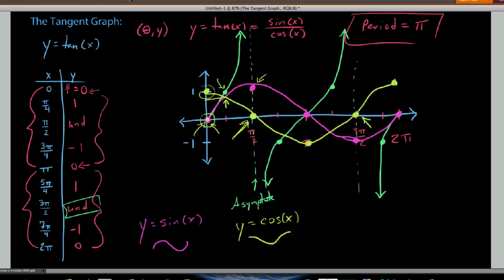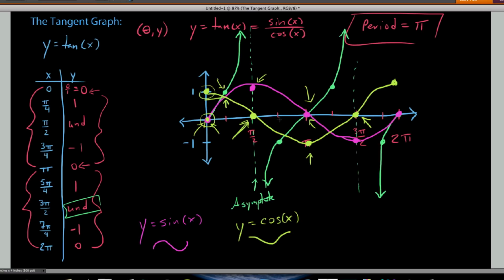Okay? So now maybe looking over here at pi. What's the tangent of pi? Well, you notice that our green graph is on the x-axis. That is, it's a height of 0. Why? Well, because if I were to take the pink height, which was at a height of 0, the sine was at a height of 0, and divide by my cosine value, which was at a height of -1, 0 divided by -1 is 0.